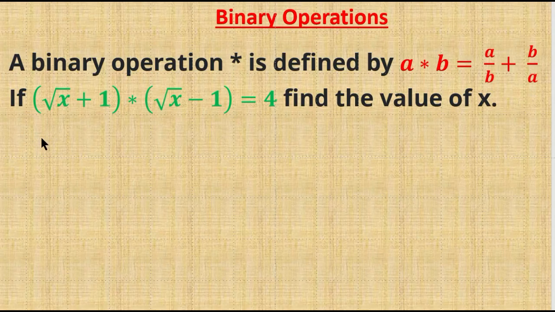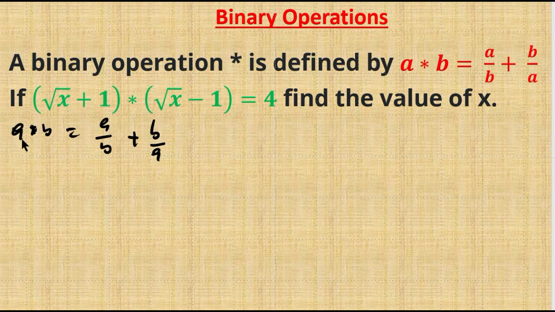We have this question on binary operations. It will help us refresh our memory on binary operation and also on surds. It says if a binary operation is defined by A asterisk B equals A over B plus B over A.